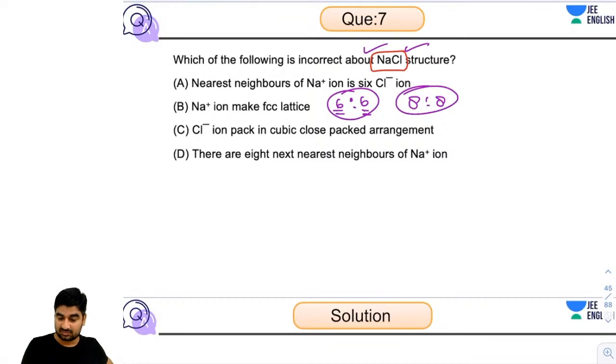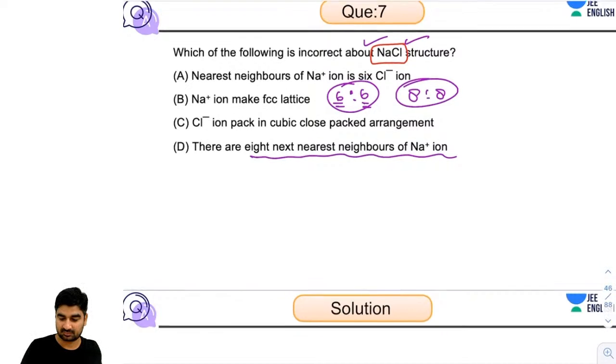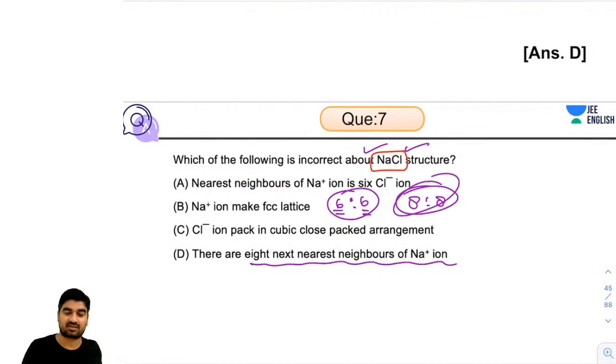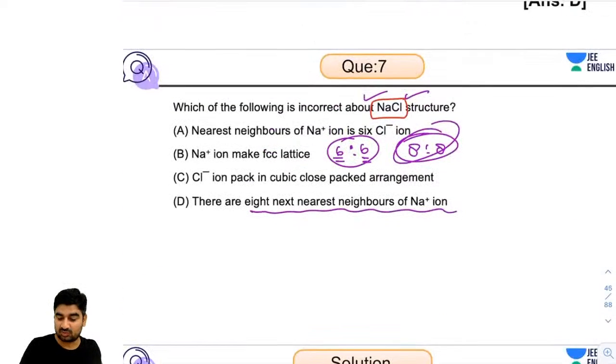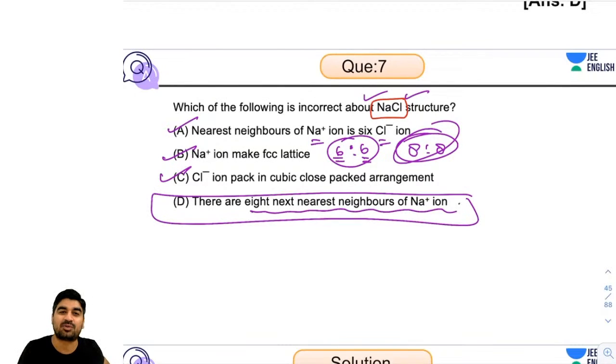So now there are 8 next nearest Na plus. What is the coordination number? 6 is to 6. So now the problem is solved. You know the nearest neighbor of a Na plus ion is 6 chloride. Even if you don't know anything about it, if you are confident about the above 3, then that will be the answer. So guys, many times it will happen when you will be solving chemistry, especially this problem arises in chemistry, that you will not be confident about all these options. So about whatever you are confident, you should attempt that.